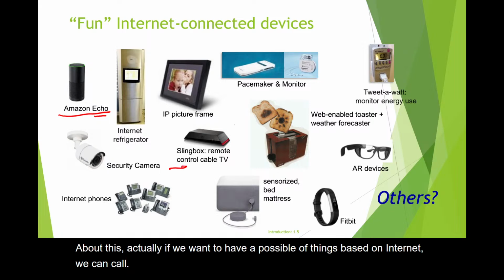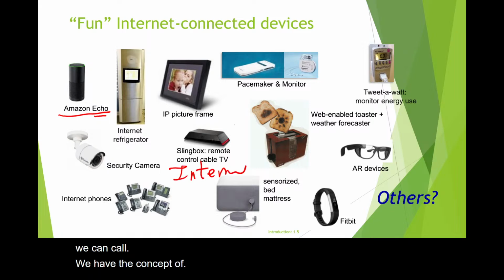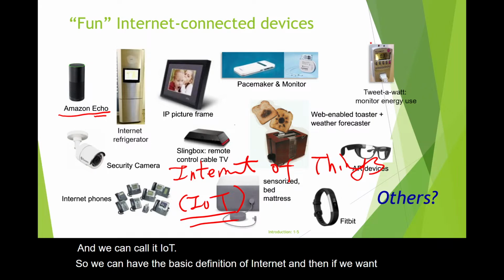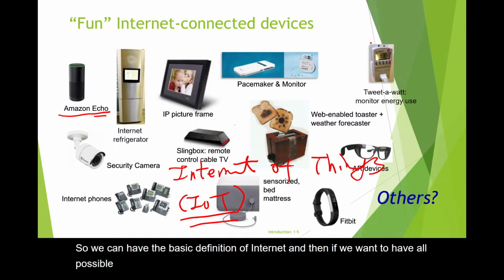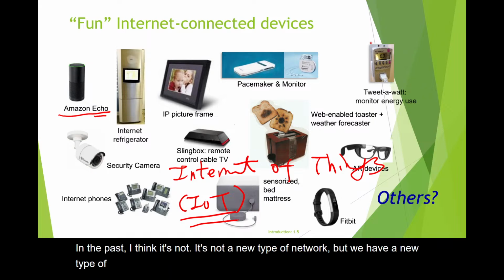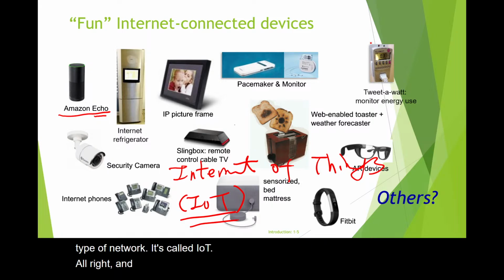We have the concept of Internet of Things, and we can call it IoT. So we have the basic definition of internet, and then if we want all possible devices to connect to the internet, then, it's not a new type of network, but we have a new type of network. It's called IoT. All right, IoT for daily life, right?